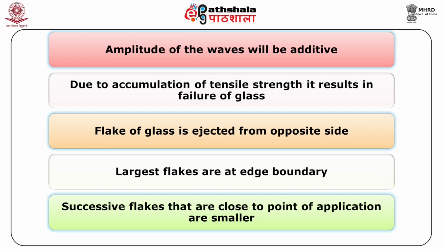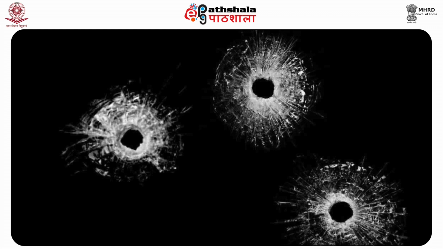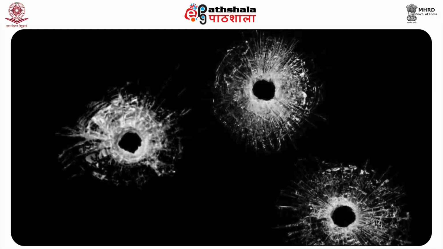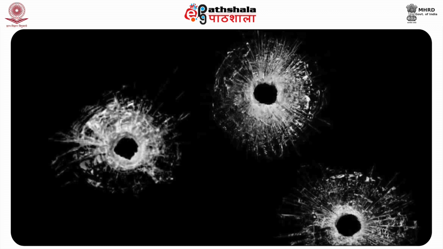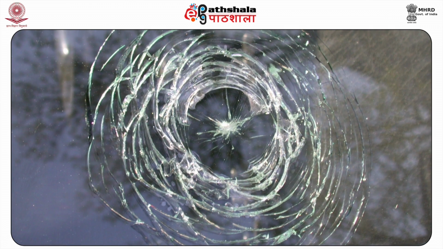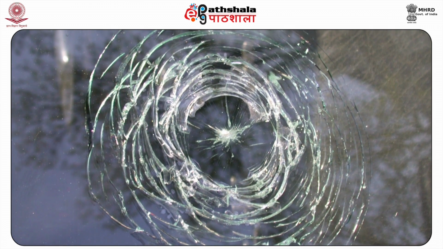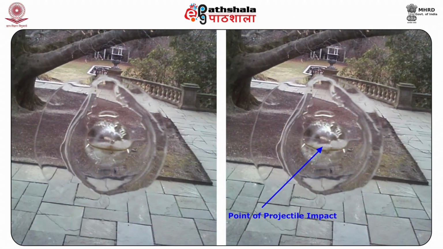The largest flakes are at the edge boundary, while successive flakes that are close to the point of application are smaller. Glass that has been broken in this fashion results in a crater, opening away from the direction of origin of impact. The direction of the crater depends on the speed of propagation of the projectile.